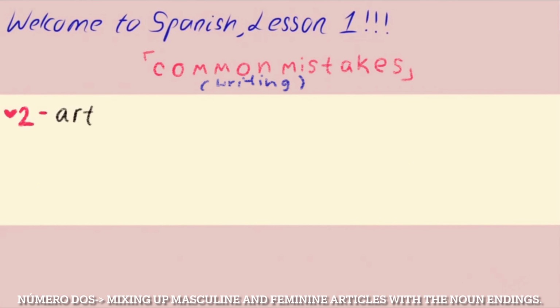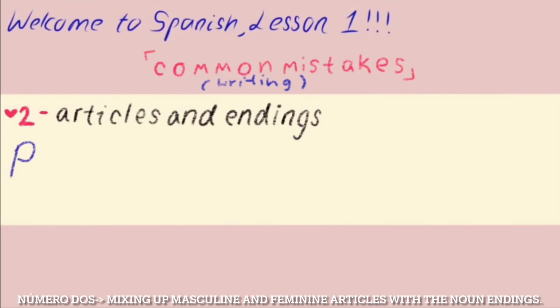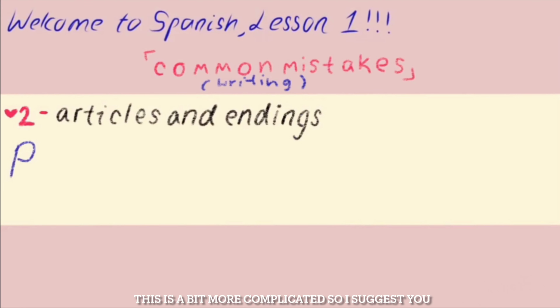Número 2, mixing up masculine and feminine articles with the noun endings. This is a bit more complicated, so I suggest you watch this part a few times to completely understand. If you don't know what articles are, they include el, singular masculine, la, singular feminine, los, plural masculine, and las, plural feminine, and they all mean the.